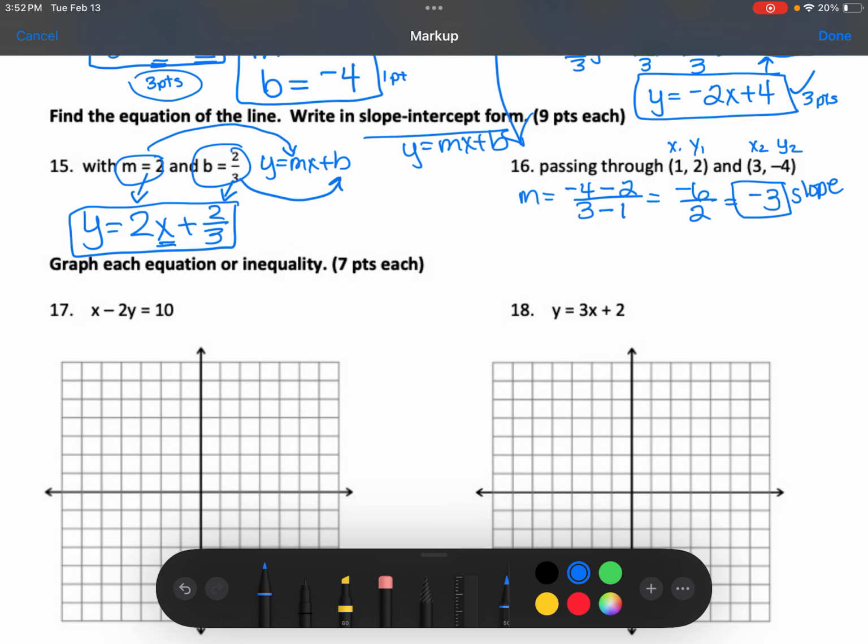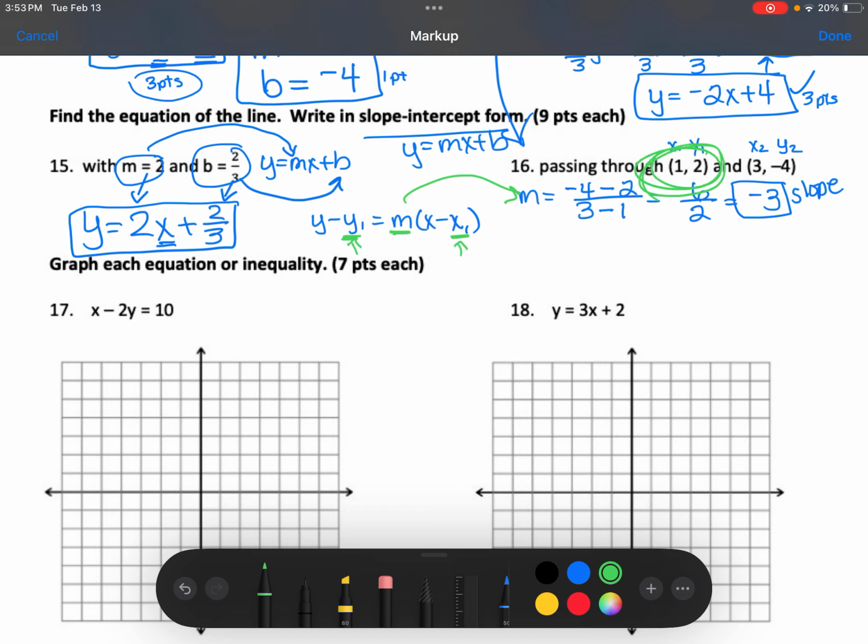And now I know my slope, but over here I knew my slope and my y-intercept, but now I don't know that y-intercept. So instead of using just the slope-intercept form, I'm going to write it using point slope form. So point slope form looks like this. I'm going to write it over here. Y minus y1 equals m times x minus x1. So what I'm going to be filling in is this y1, the m, and the x1. So I know the m, right? We just figured it out. It's negative 3. And then my x1 and my y1 are these points up here.